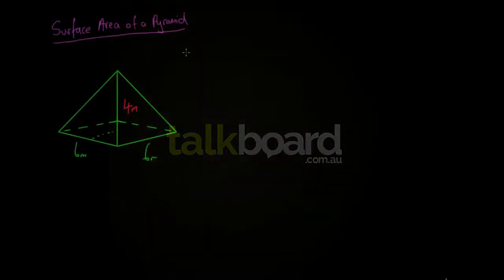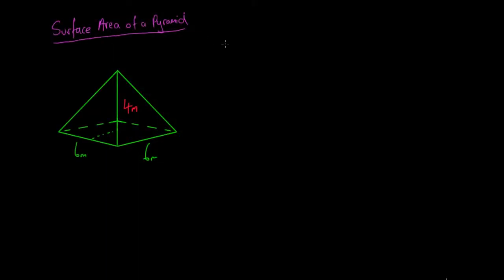Hey guys, so in this example we want to have a look at how to work out the surface area of a pyramid. The surface area of a pyramid is a little bit more complex than we might expect. If we take this pyramid here, we can flatten it out, and when we're concerned with the surface area, we're looking at the area that this covers in a two-dimensional space. So if we were to flatten it out completely, how much space is that going to cover?